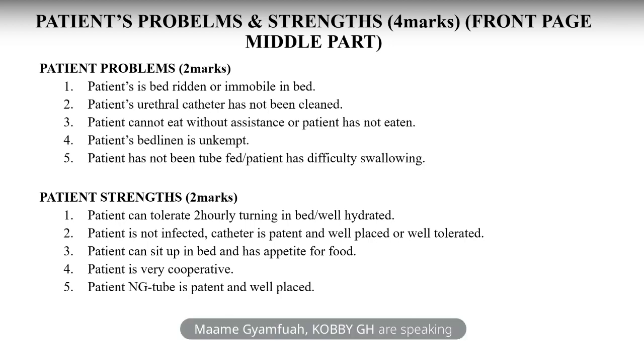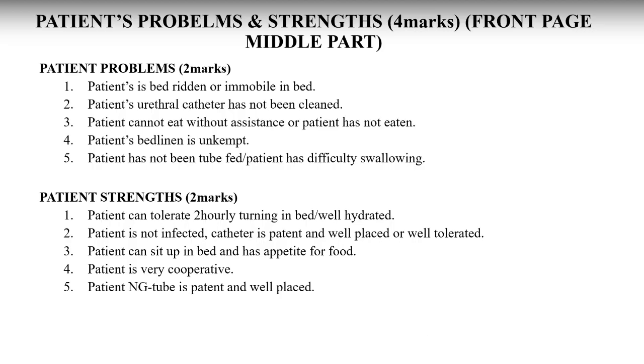Okay. Patient is not infected. Catheter is patent and well placed or well tolerated. Okay. 3. Patient can sit up in bed and has appetite for food. Okay. 4. Patient is very cooperative. Okay. 5. Patient's NG tube is patent and well placed. Okay. That's fine. So these are some different problems and their corresponding strengths.